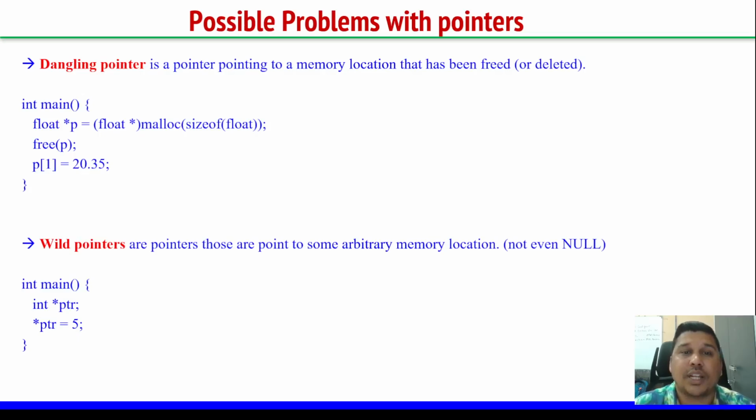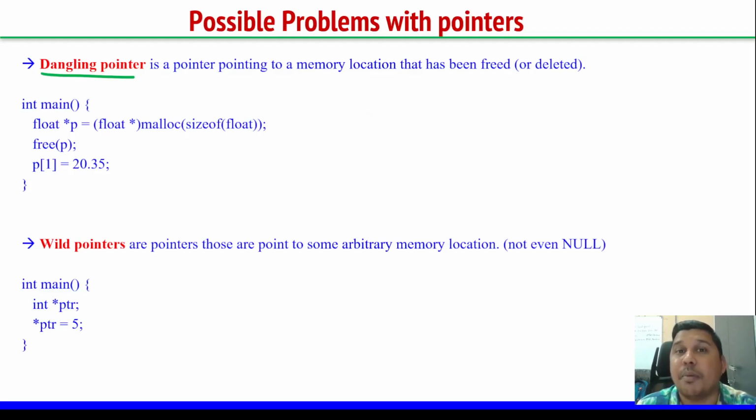And what are the possible problems with pointers? The first one is the dangling pointer. You will be hearing about this in some future computer science courses. You will definitely hear about this dangling pointer. What is this dangling pointer?